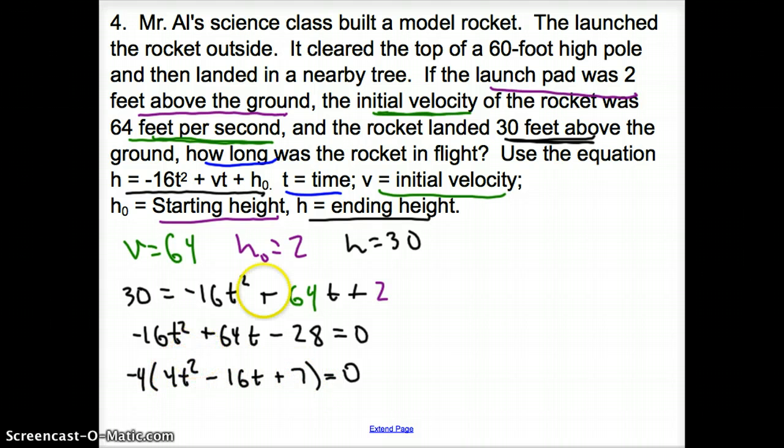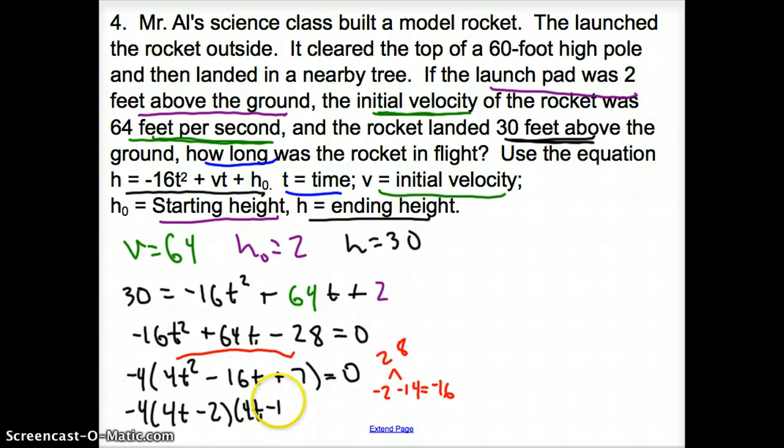Now let's try and factor this. I take 4 times 7 to get 28, and now I want something that factors into 28 that adds up to negative 16. So I know that a negative 2 and a negative 14 will add up to a negative 16. So I found my factors. So I bring down my negative 4, and then my parentheses go for t minus 2, and then for t minus 14, and that all equals 0.